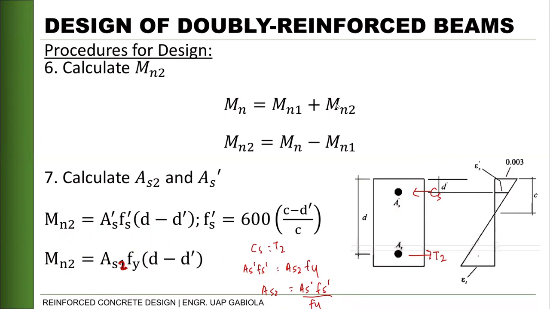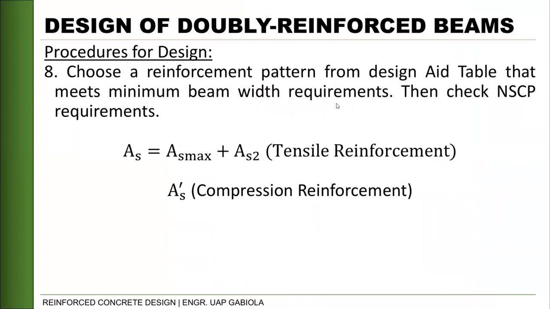Okay? So, yan. So, pag may nakuha na tayong value ng As prime tsaka As2, kukunin na natin yung pattern na papasok dun sa ating beam requirement. Ano? So, yung As natin will now be the combination ng As max natin plus yung As2, okay, na calculate natin. That is for our tensile reinforcement. And then yung compression reinforcement natin, manggagaling doon sa As prime na na-solve natin. Okay? So, ganun lang din po yan. Ganun po yung pag-select o kung paano i-design yung mismong section natin for doubly reinforced.